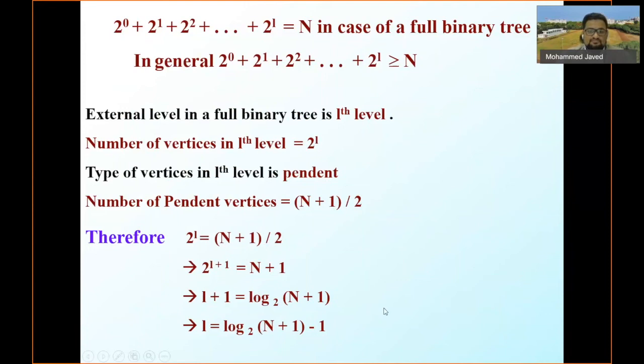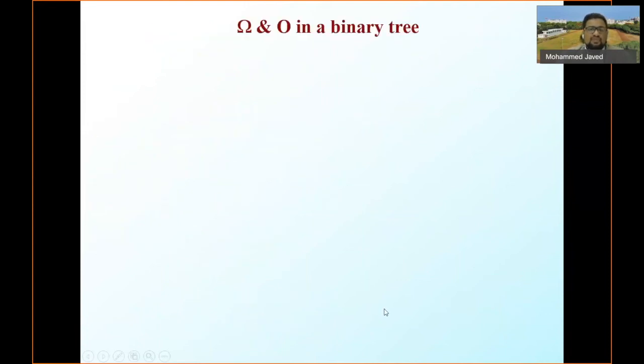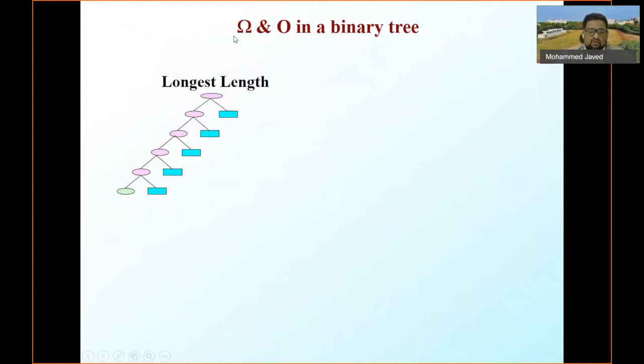So now the best case and the worst case in case of a binary tree. What would be the worst case? The longest length would be the skewed binary tree, right? Which we have already seen at the beginning of this lecture. So if you represent the binary tree in a longest form, that would be like this. This is the longest length.